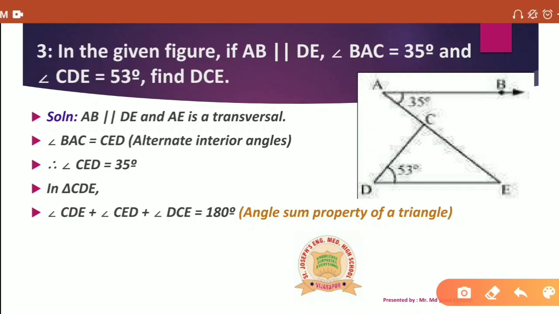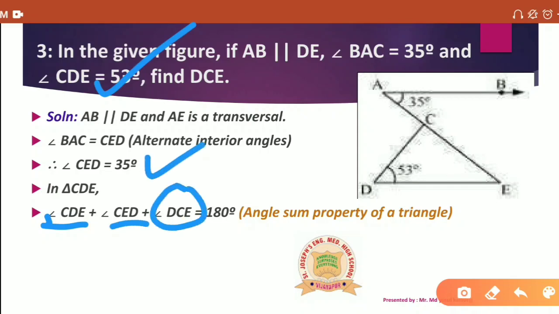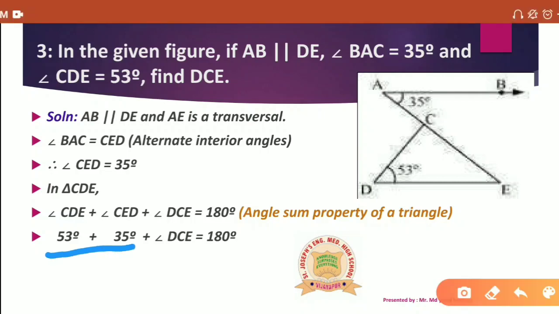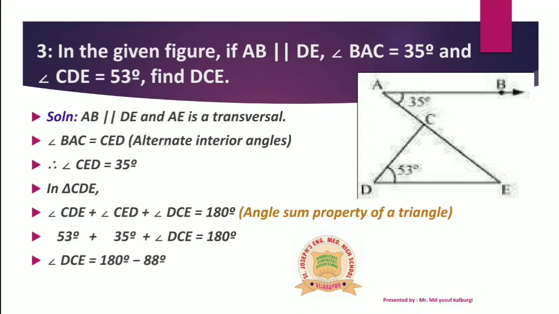Now in place of CDE and CED we have the values. CDE is 53 degrees, CED we have got here, and the only thing left is DCE. So let us substitute the values: 53 plus 35 degrees plus DCE is equal to 180 degrees. If you add these two, you get 88 degrees. When you subtract it from 180, DCE is equal to 180 minus 88, that will give you 92 degrees. So this is the answer for the third question.